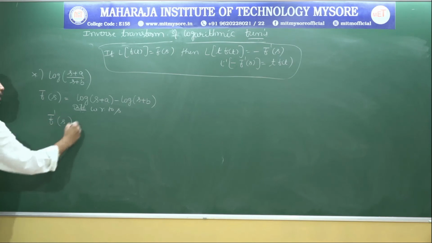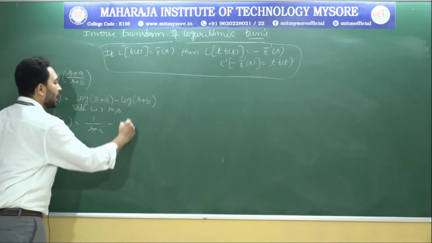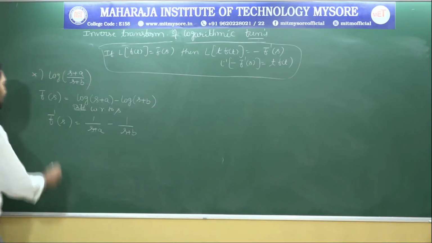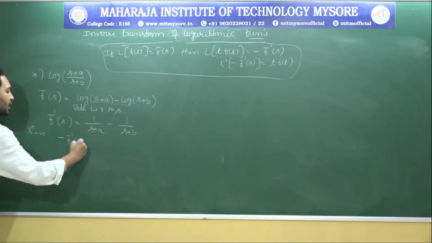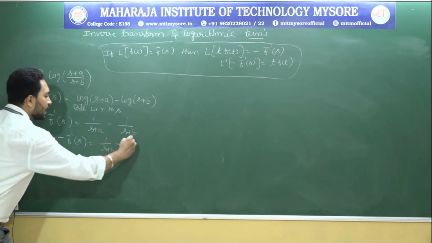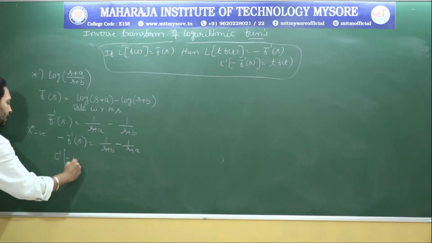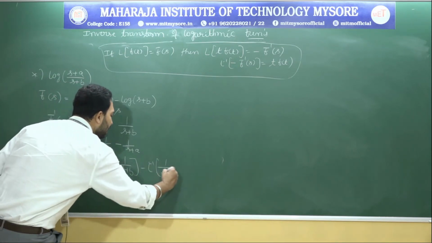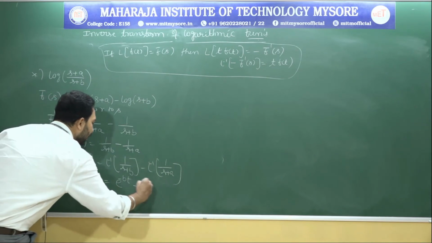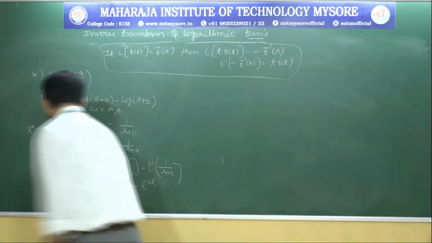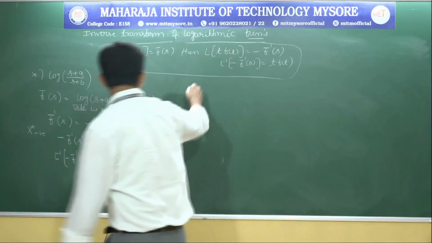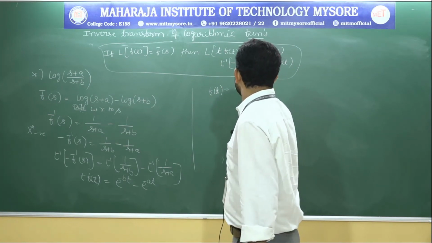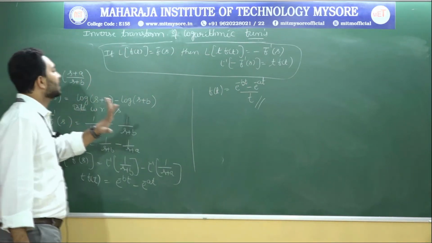We will get f bar dash of s equals 1 over s plus a, differentiation of log, minus 1 over s plus b. Again I require minus also, to get L inverse of minus f bar dash of s, which gives t into f of t. Multiply by the negative sign, we will get minus f bar dash of s equals 1 over s plus b minus 1 over s plus a. Now apply L inverse for this. We will get L inverse of 1 over s plus b minus L inverse of 1 over s plus a, which is e power minus bt minus e power minus at. So L inverse of minus f bar dash is t into f of t, so f of t equals e power minus bt minus e power minus at, divided by t. This is the result for log of (s plus a) by (s plus b).